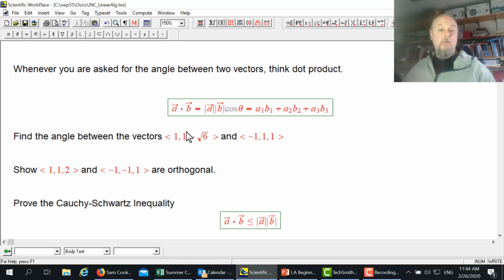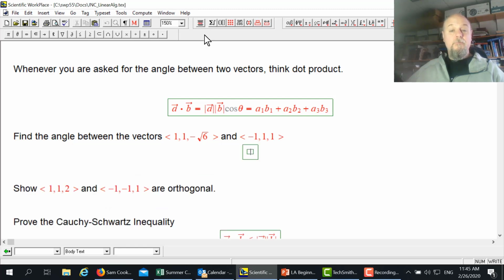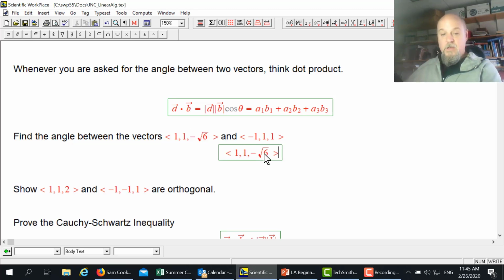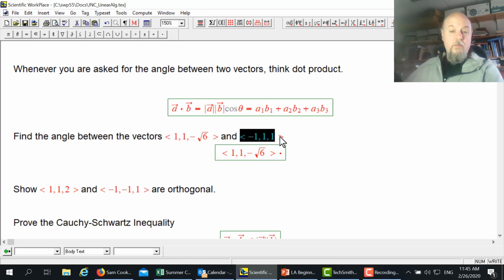So let's get our angle here. I've got two 3D vectors. We want to find the angle between these vectors. So let's figure out what the dot product is. We already showed that it doesn't matter what order I dot product these in. I'm just keeping them in the order that's presented, but it doesn't matter.